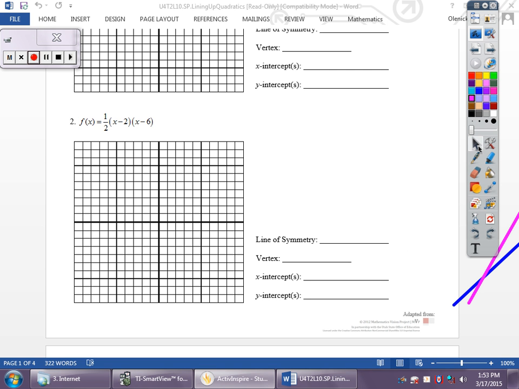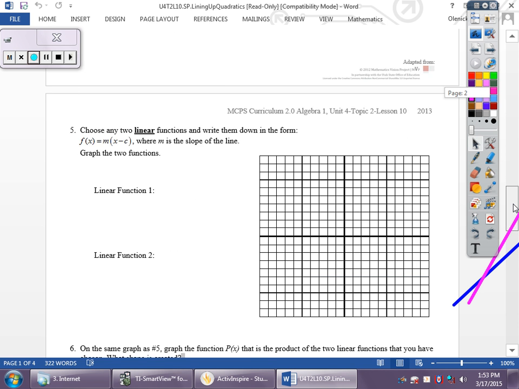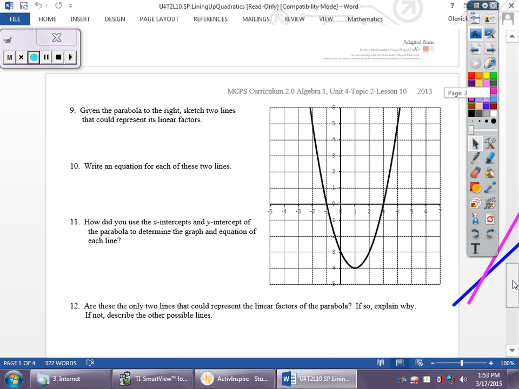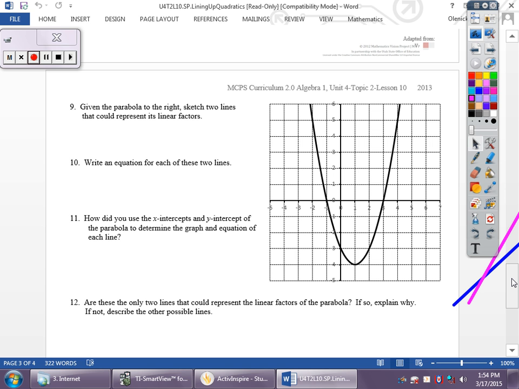All right, moving on. Okay, here we go. Number 9. They would like us to sketch two lines that could represent its linear factors. So we know right here is a factor and right here is a factor. So what is an equation of a line that would go through this dot? Now many of you would tell me, and some of you did, you said x minus 1 because this is a negative 1. Let me start substituting in numbers.